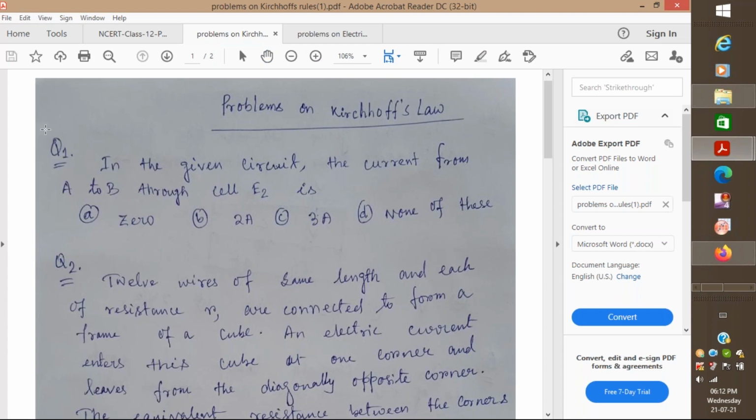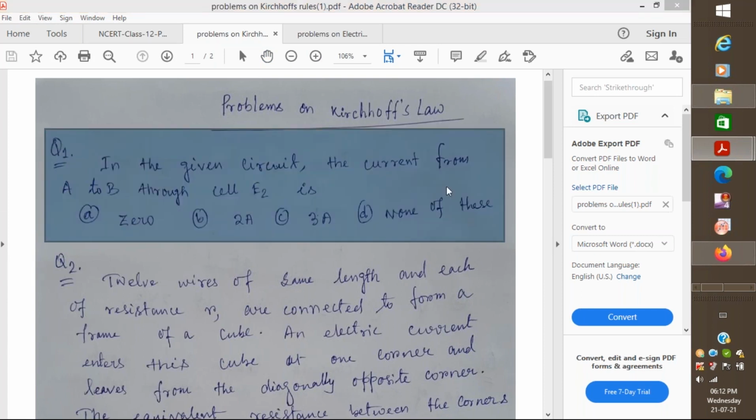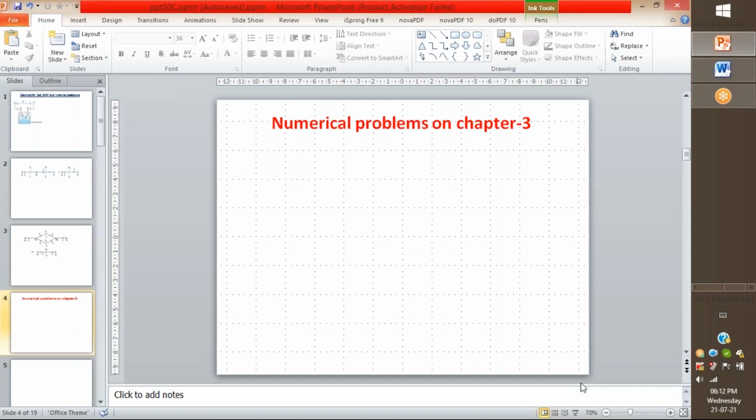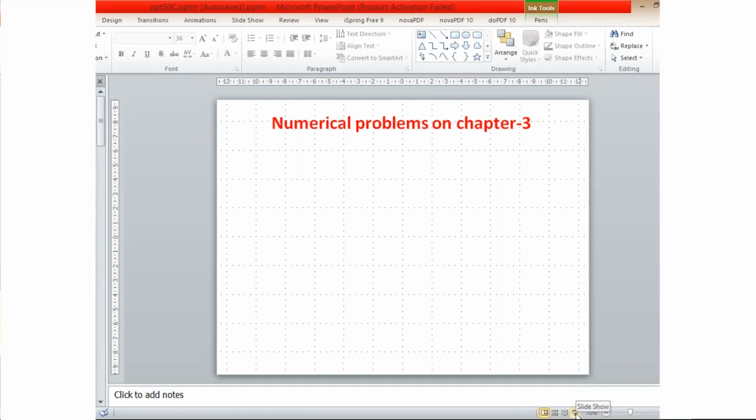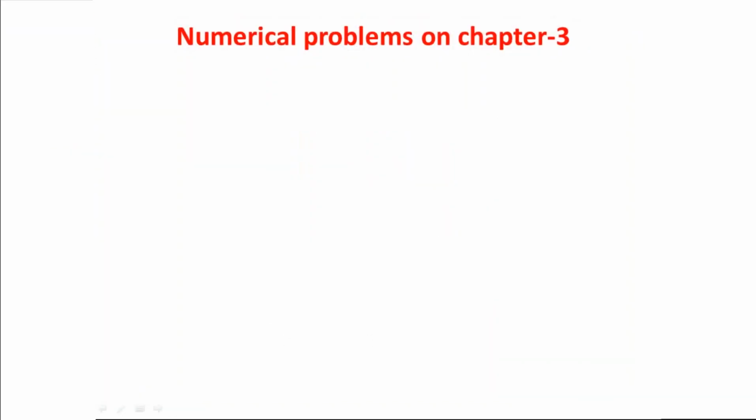is very easy, but the problem is in a hurry I forgot to give the figure itself. Okay, so I'll just show you the figure now here. Just a minute. So the first problem is, in the given circuit, the current from A to B through the cell E2.